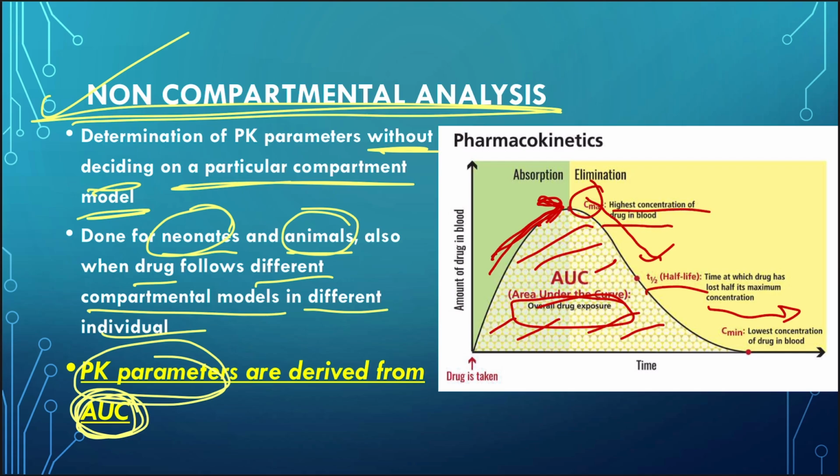the blood. Then T half, it is the time taken to reach half of the maximum concentration, that is half of the Cmax. And then C minimum means the lowest concentration of the drug seen in the blood. So the main parameter which we need to find out is AUC, that is area under curve, in case of non-compartmental analysis, and it is applied in case of neonates, in case of animals, in case the drug is not following the compartmental model, the same compartment model in different individuals. So this is about non-compartmental analysis.